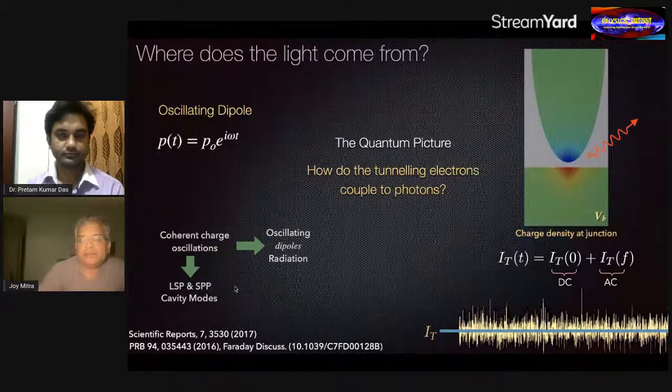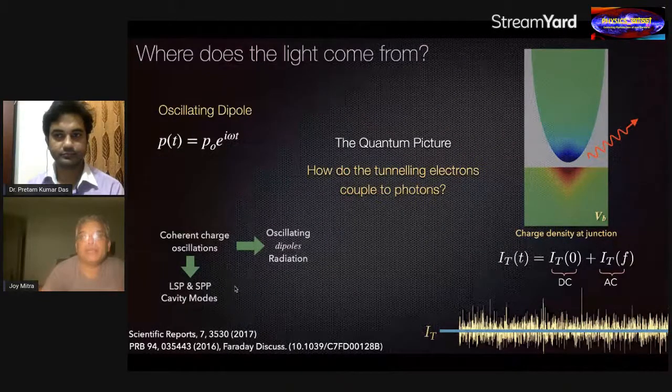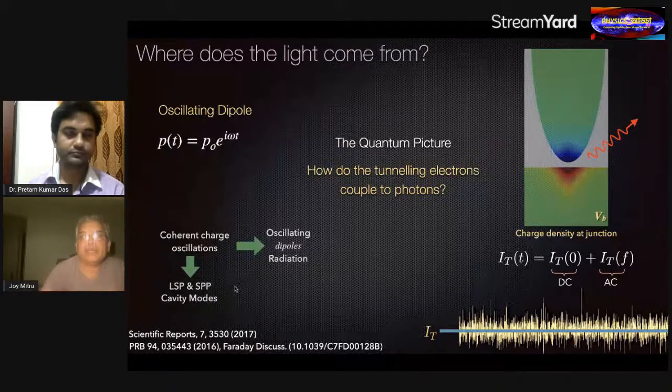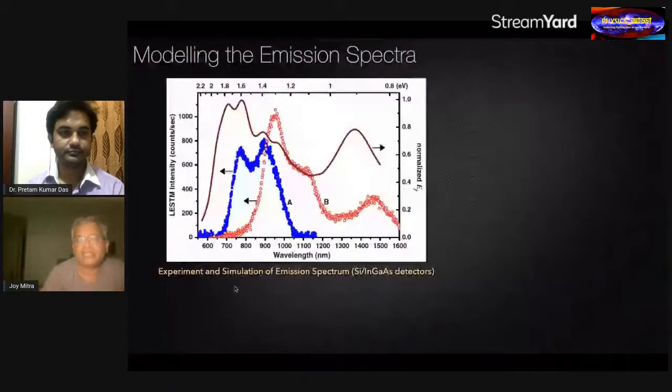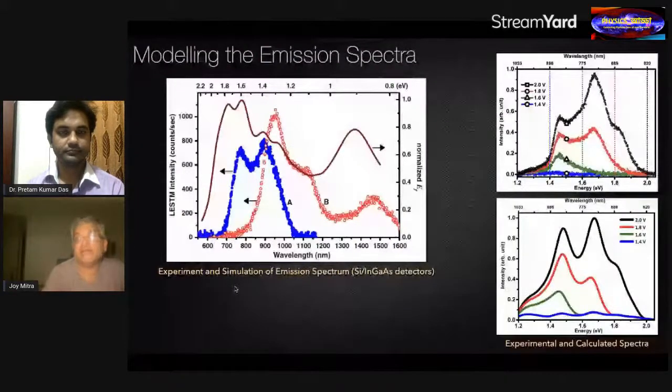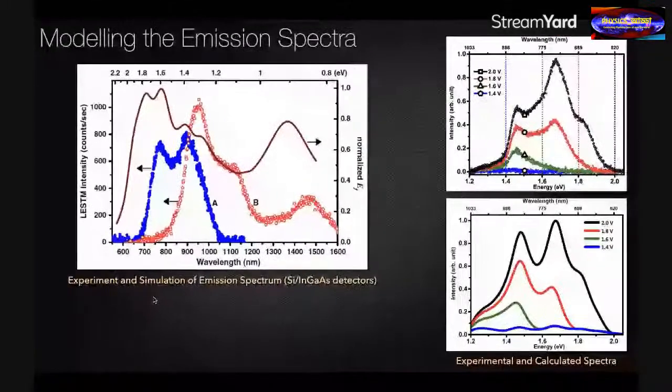So there is a huge quantum picture. We model the phenomena to a very large degree with semi-classical modeling, a bit of quantum mechanics, a bit of classical physics. We can put it together, and then we try to understand to a large extent why the emission comes and how one can control it.